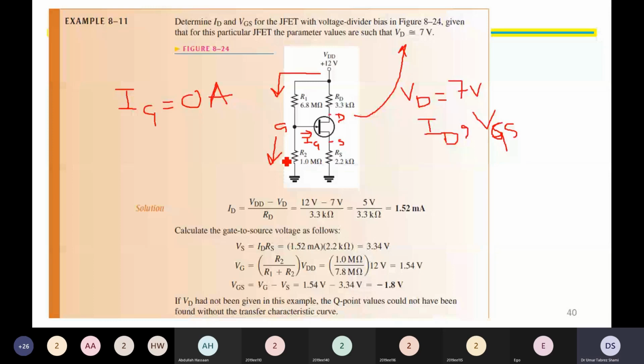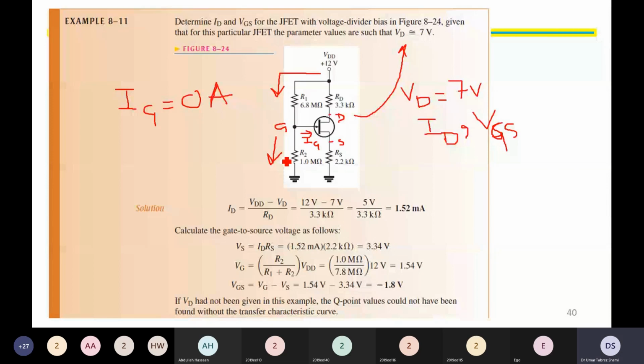R1 and R2 are circuits connected to the gate side. Then we have two other resistances, RD and RS. RD connected to the drain, whereas RS connected to the source. And the total applied voltage VDD in our case is equal to 12 volts.